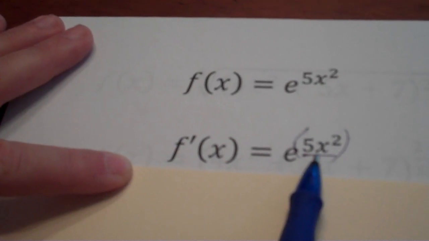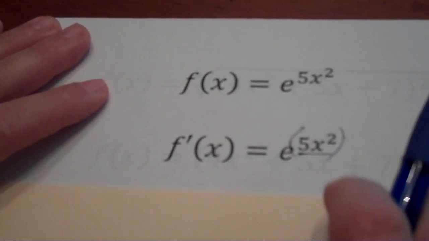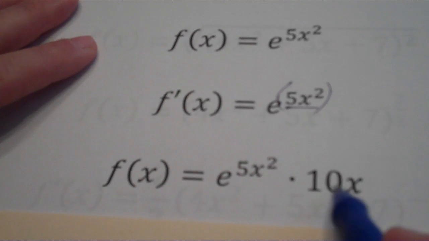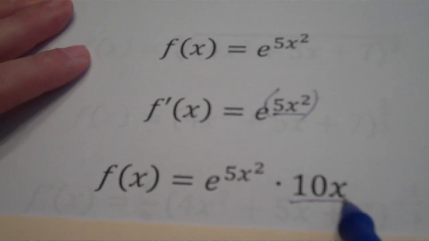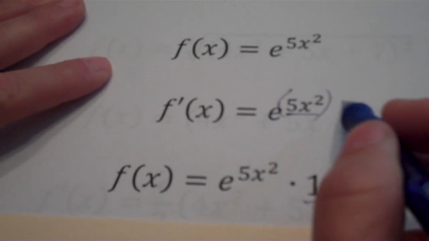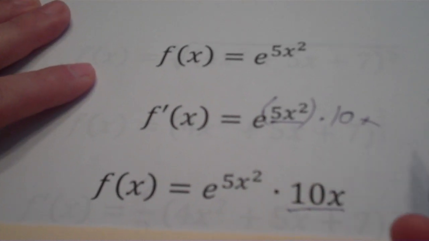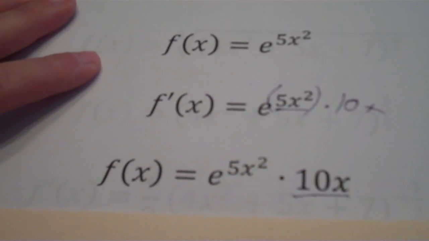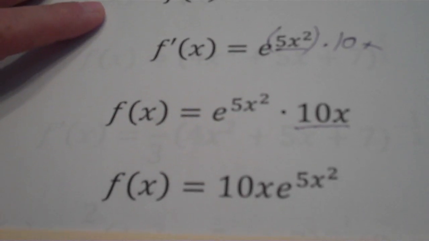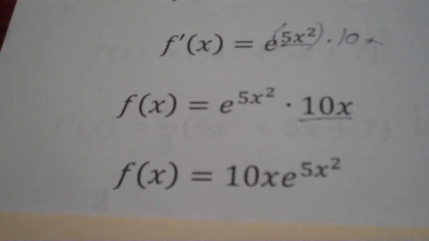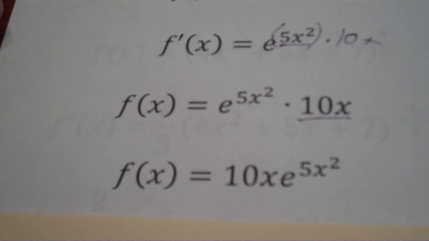So what you have instead of x here is a 5x squared. Well, the derivative of 5x squared is 10x. So I have to take the same thing I just had, basically, times 10x. And I'm going to make it a little prettier again. I'm just going to move the 10x out in front. And that's the way that I'd like to see it on the test.